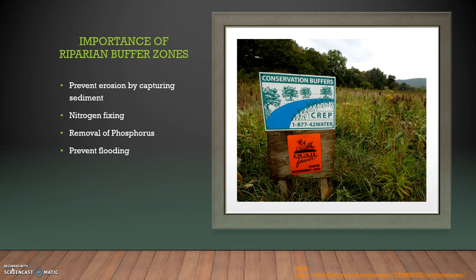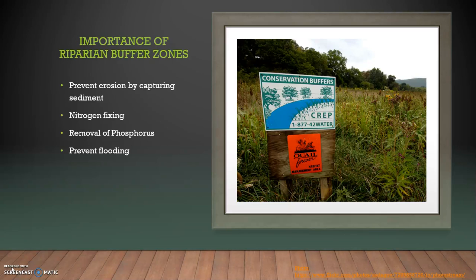Riparian buffer zones offer many integral functions. They are important for the prevention of erosion by capturing sediment from runoff. They are also responsible for nitrogen fixing. This nitrogen can come from agricultural fertilizers as well as from animal waste. They also capture the majority of phosphorus that comes from agricultural runoff.